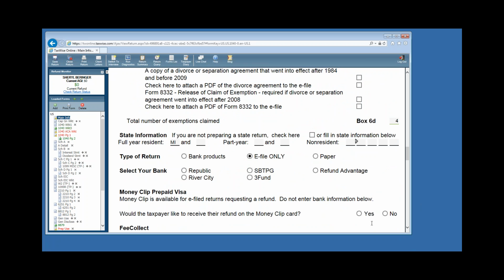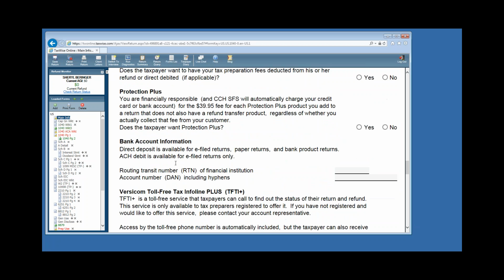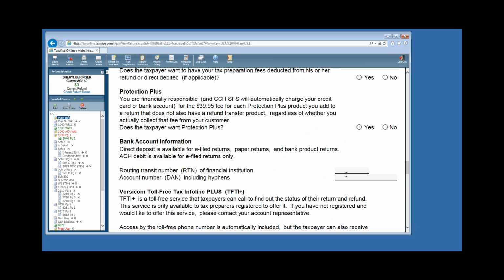All this information is automatically input through the software. If you do have a resident that's moved states, you'll have to indicate what states they lived in. So instead of having a full year resident in Michigan, you'll have to input the states that they lived in. I'm assuming Michigan will be one since they're here. There's nothing we do with this bank information until we get to this next section where it says bank account information. So there's different things that are sponsored by the IRS, like the money clip prepaid Visa. We don't work with that, so we're just going to go right to the bank account information.